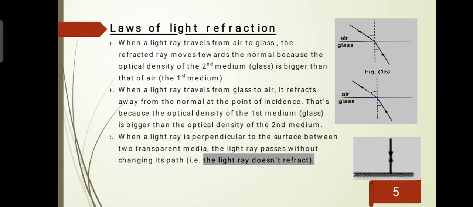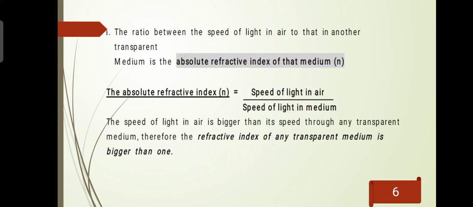Finally, when the light falls perpendicular to the surface between two transparent media, what happens? The light passes without any refraction. So now we have an important thing in the exam, which is called the absolute refractive index of the medium, symbolized by N. It is the ratio between the speed of light in air and in another transparent medium. So the absolute refractive index equals the speed of light in air divided by the speed of light in the medium.